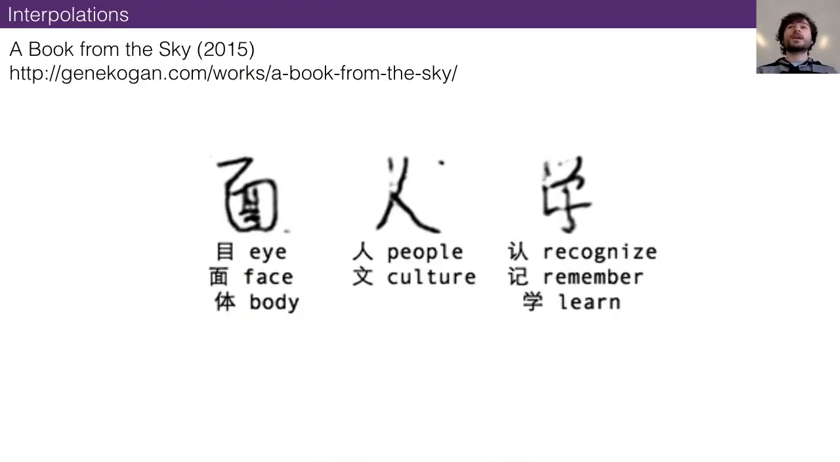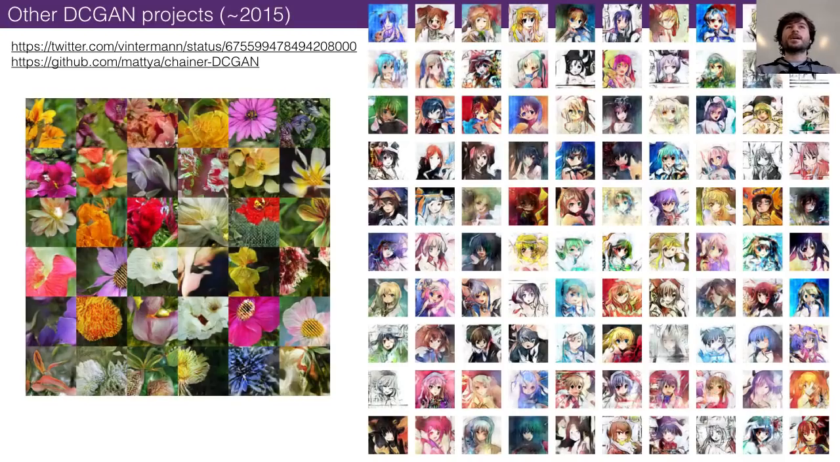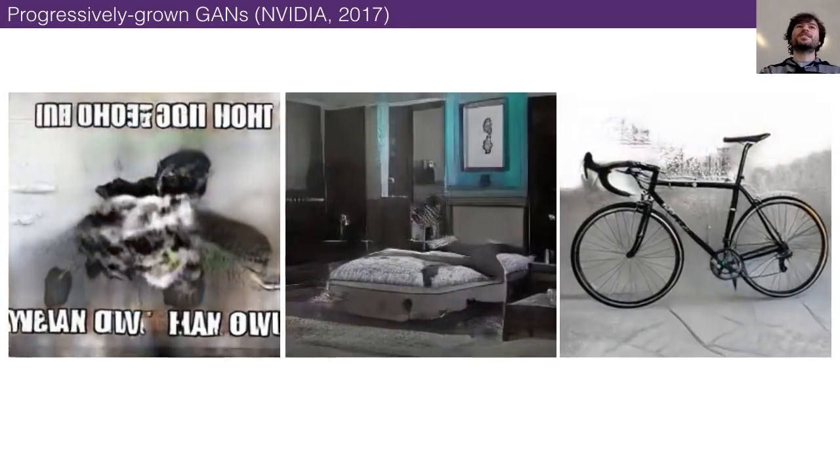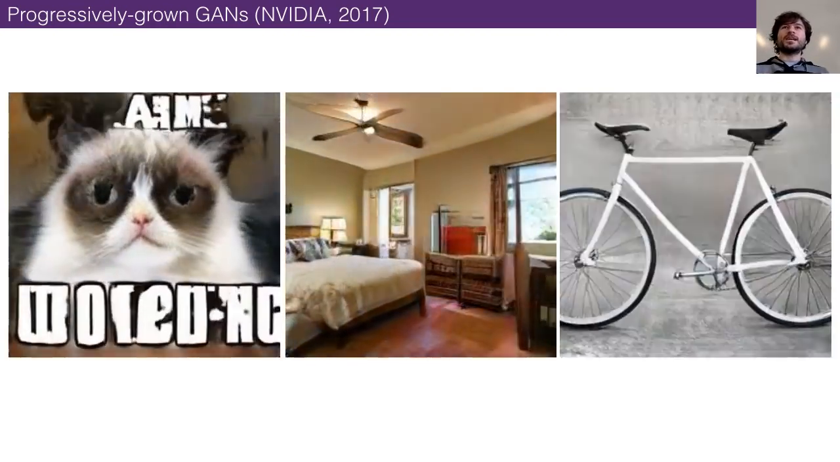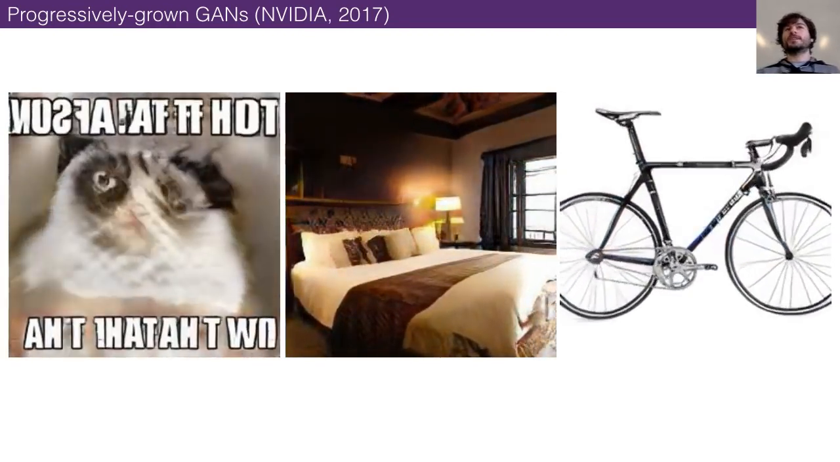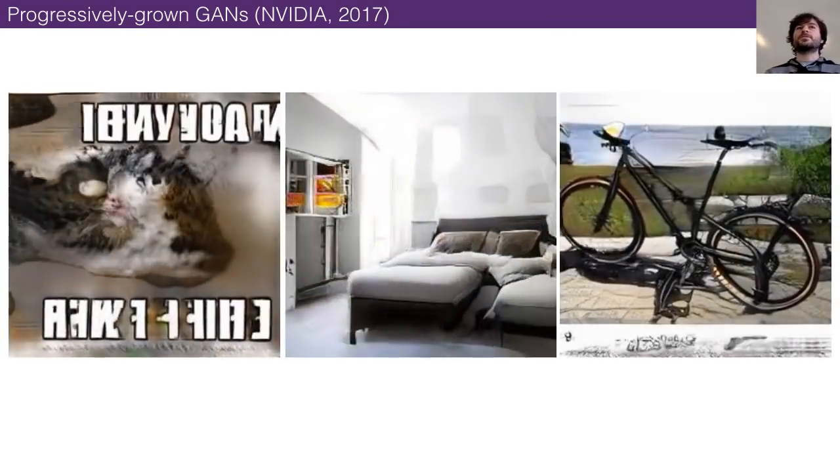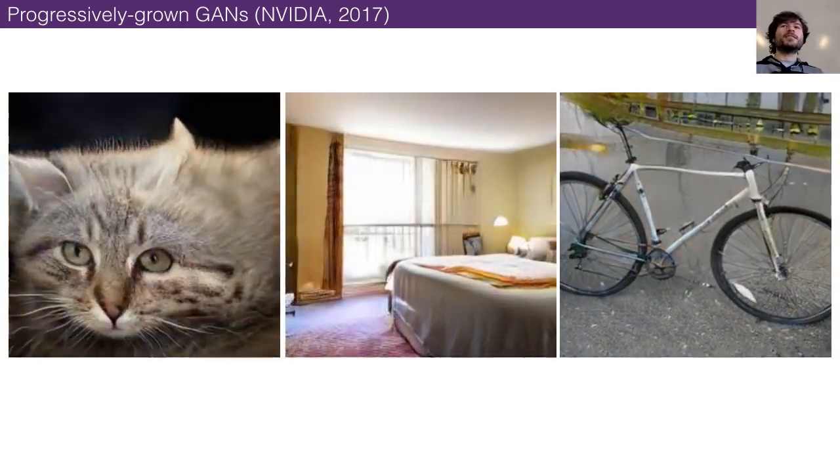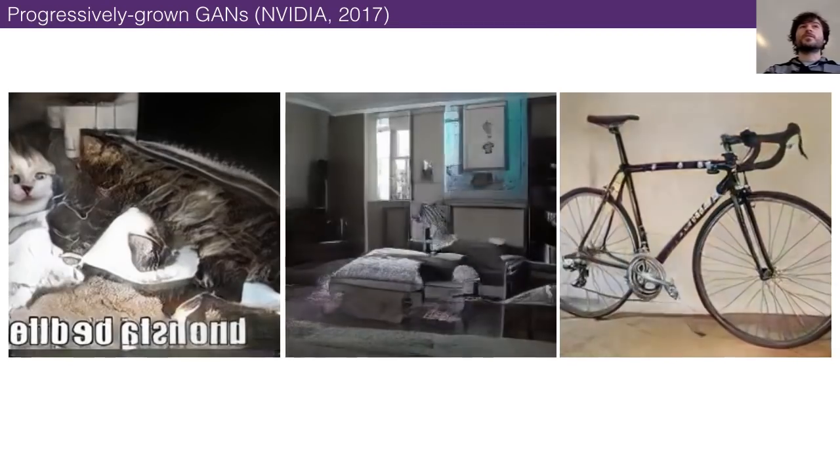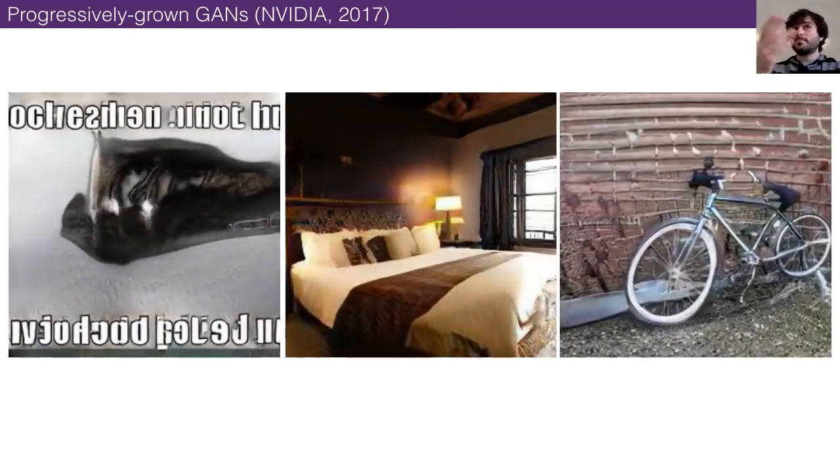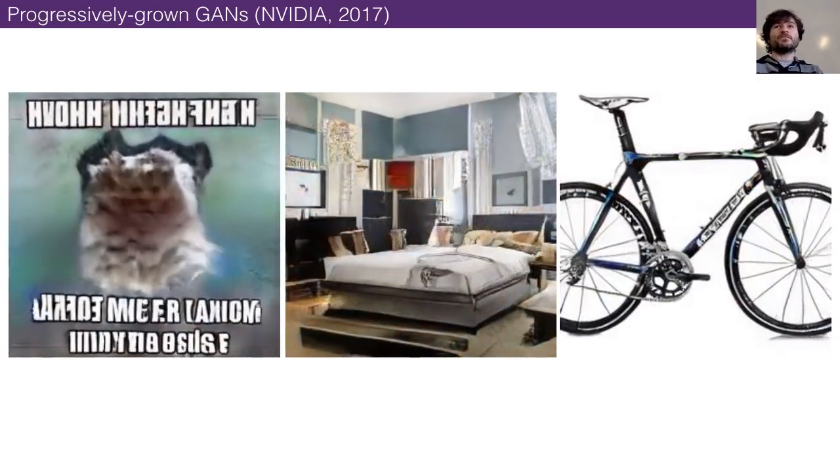I showed you a book from the sky, and manga characters and flowers, and lots of people doing cool things with DCGANs. Your cohort here, Sam Haynes, training DCGANs on unliked Instagram photos. Like I said, two years later, we were able to get up to 1024 by 1024 resolution, much more realistic. Things like bicycles and cars and memes and bedrooms and so on. That's progressively grown. And there's an online repository that you could actually use instead of the DCGAN repository if you wish.